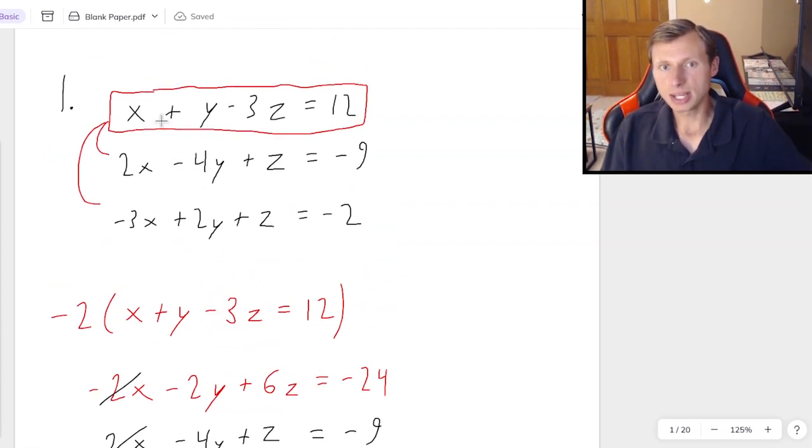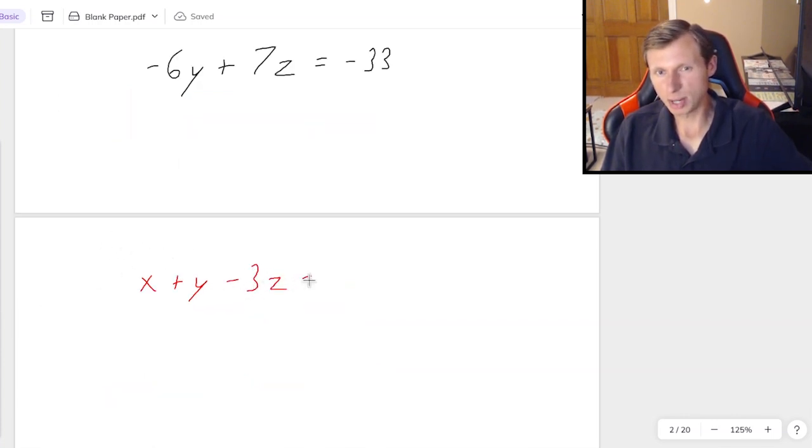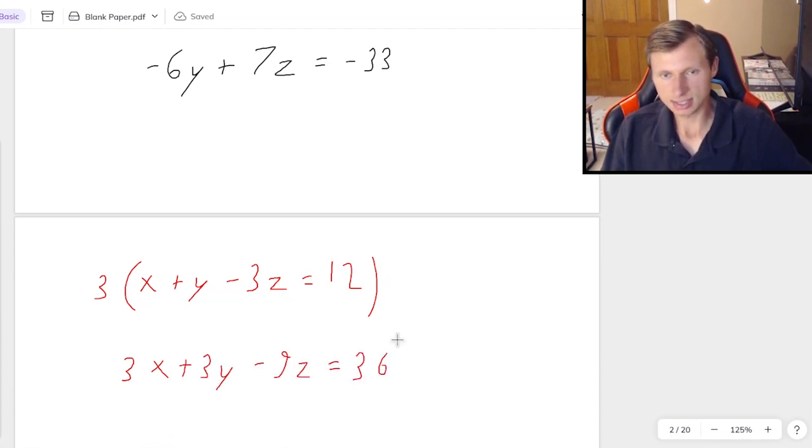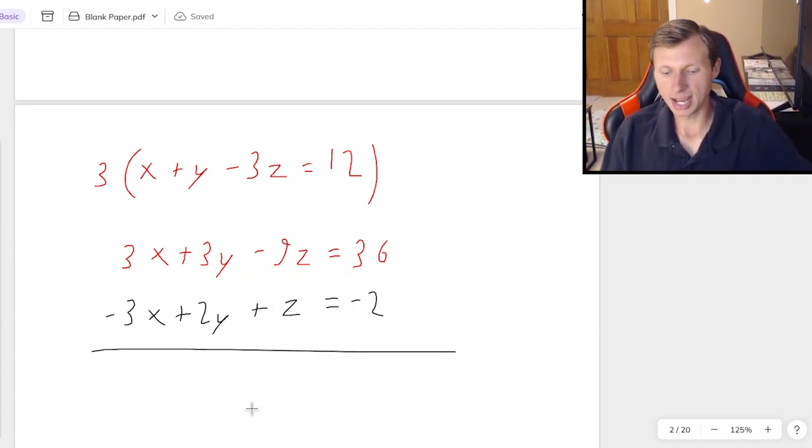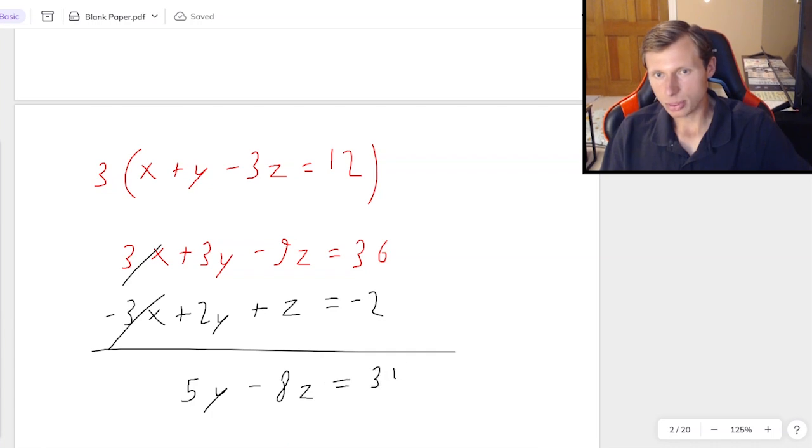Now I'm going to do the same thing. I'm going to multiply the red equation to cancel out the -3 in the third equation. By the way, you'll notice these problems will take up a full page of paper. So I'm multiplying this one by 3, giving me 3x plus 3y minus 9z equals 36. And then right below that, I'm just going to rewrite the third equation: -3x plus 2y plus z equals -2. Then I'm going to add these together. Once again, the x's cancel. I get 5y minus 8z equals 34.